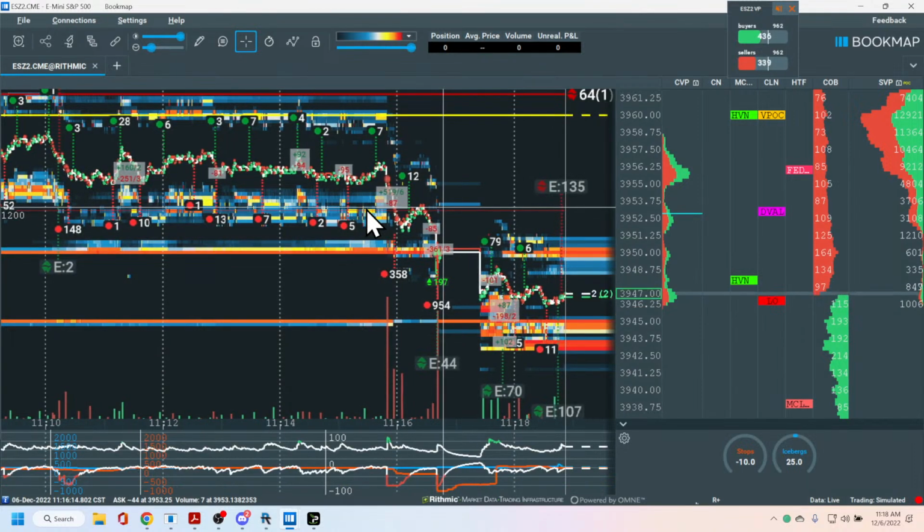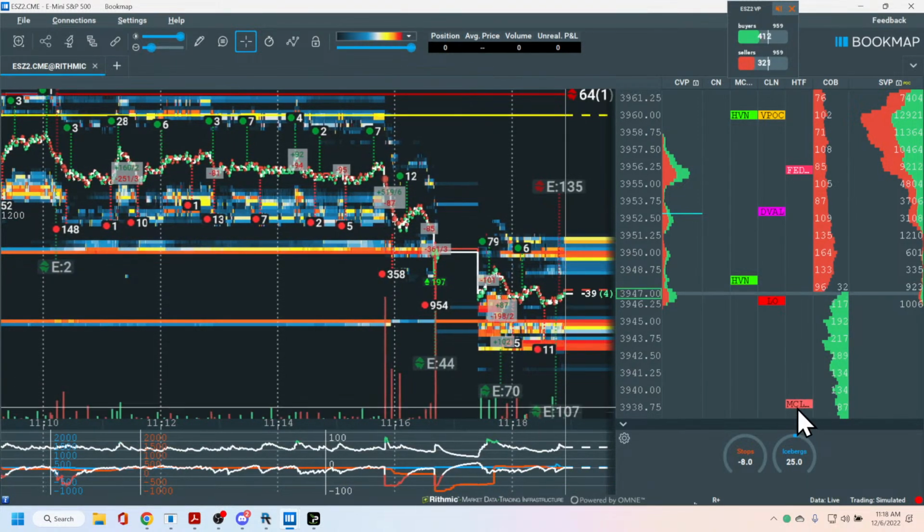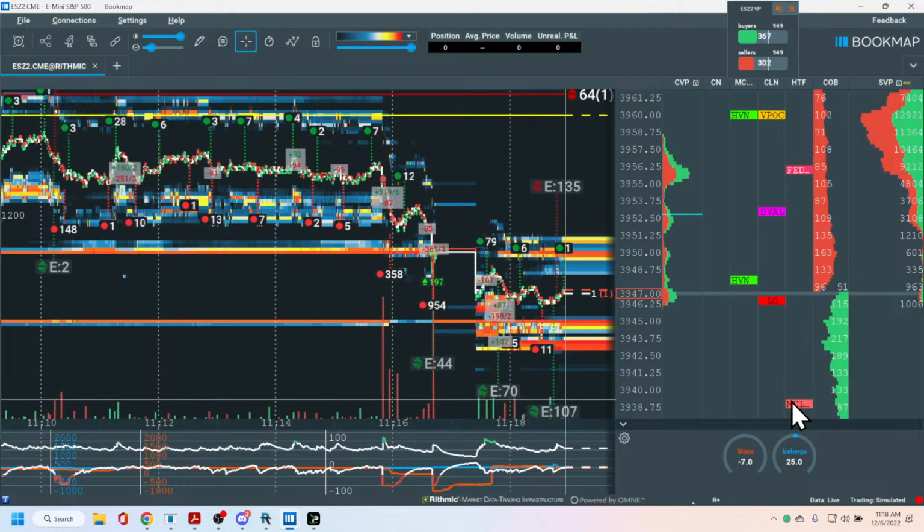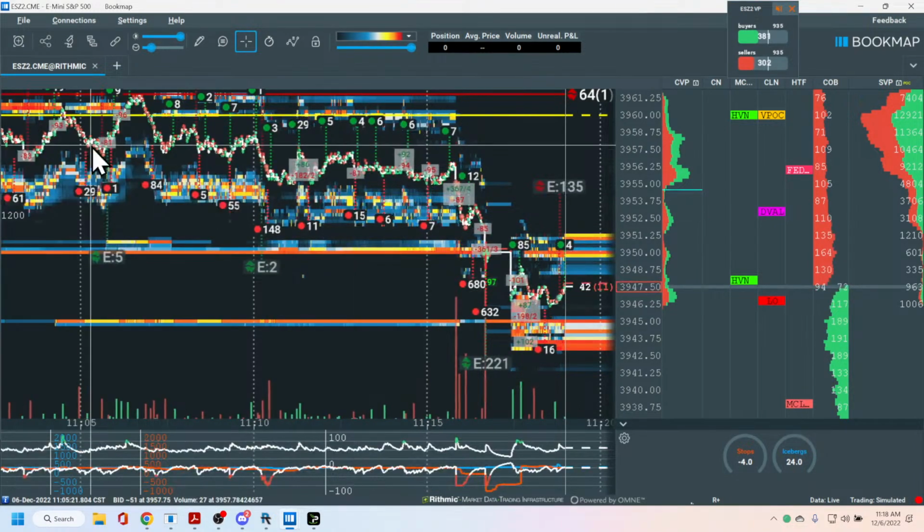So, back we are. This is the next target down here. This is a low volume area. This is still a short that we were talking about.